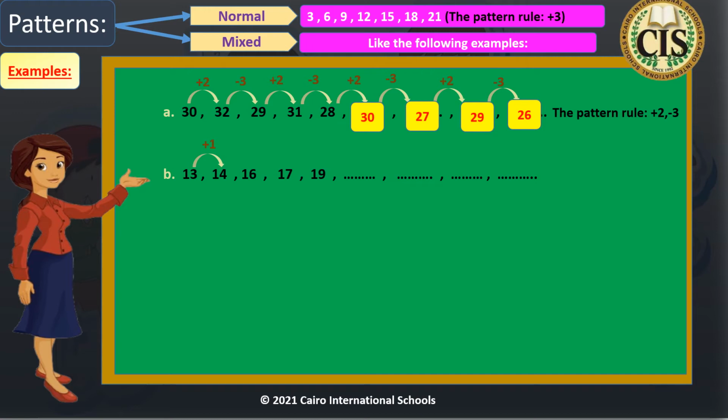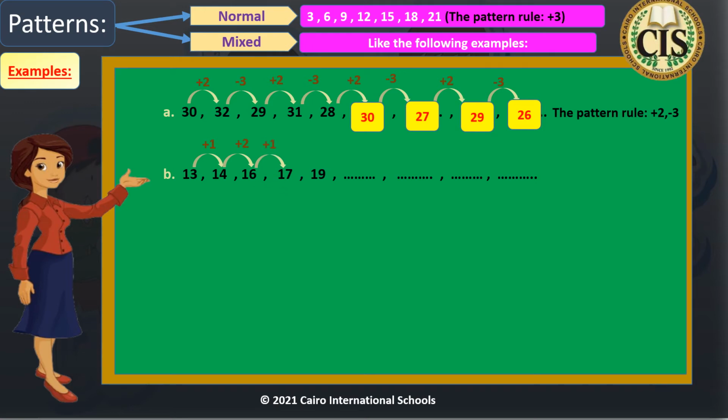Look carefully at the next two numbers, 14 and 16. 14 increased to become 16. So we will add what? Subtract 16 minus 14. It will be 2. So it's plus 2. The pattern rule here is what? It's plus 1 plus 2, plus 1 plus 2, and so on.